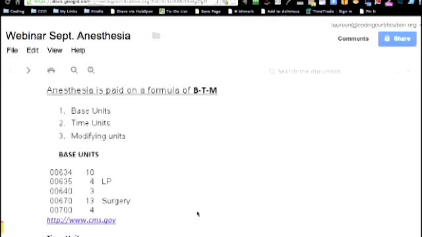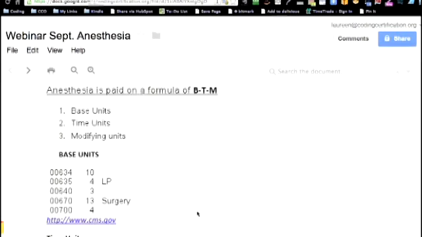To get the base units, they've taken every anesthesia code, and most of those codes start with 00. They're at the beginning of your code book. And for each procedure, they're given a value. I can't remember, it's like 1 to 20 maybe. I don't know if I've ever seen one more than 18. But here are 5 codes that I just pulled off this cms.gov website.